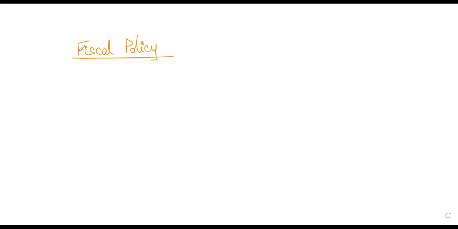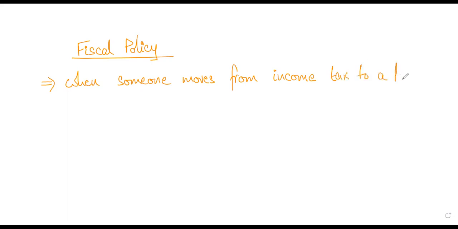Okay, so fiscal drag happens basically when there is inflation taking place. Now listen to this very carefully. There is inflation taking place in the economy, and a person moves from a low tax bracket to a higher tax bracket. How? Let me tell you. When someone moves from a lower income tax bracket to a higher income tax bracket due to inflation, right?